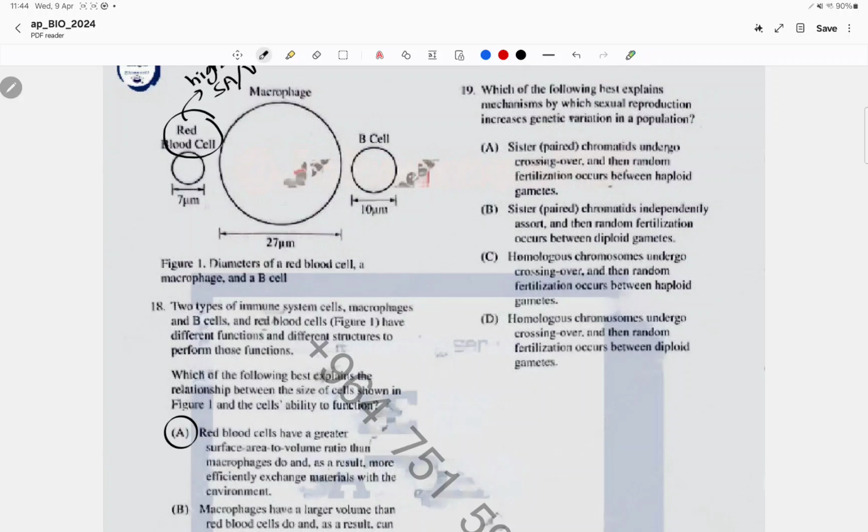19. Which of the following best explains mechanisms by which sexual reproduction increases genetic variation? Of course, you're going to have things like meiosis. You're going to have things like random fertilization. And look for stuff like that. So what's special about meiosis? Crossing over and also the independent assortment of the chromosomes. And so it's going to be choice C. Good.